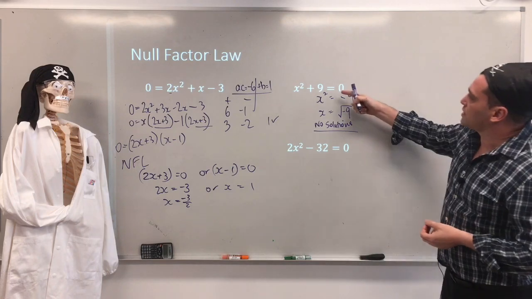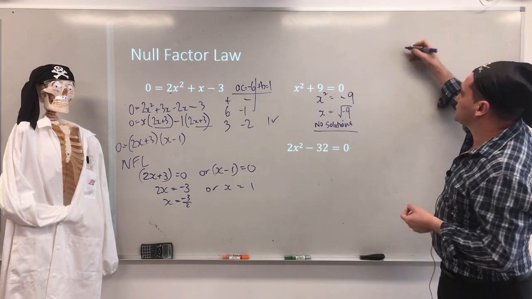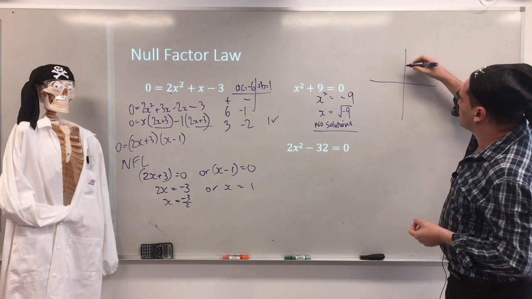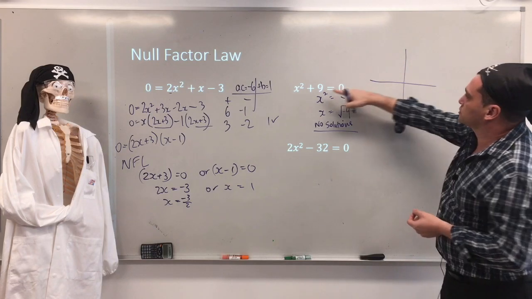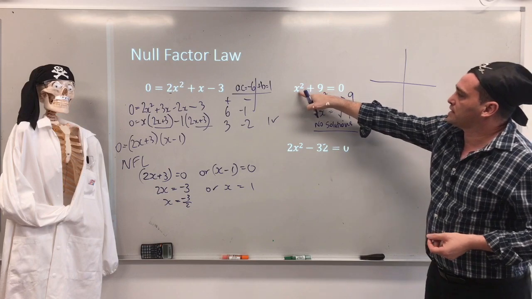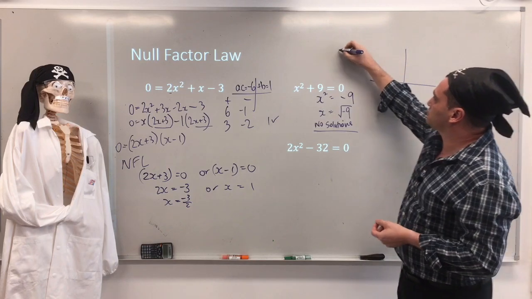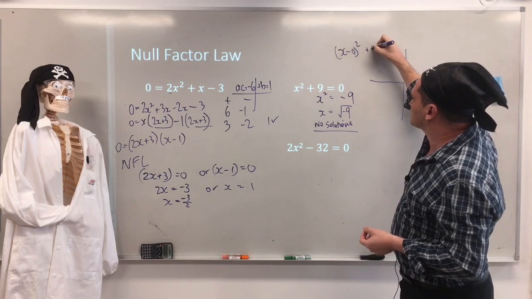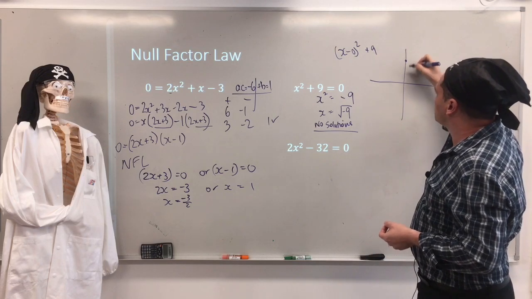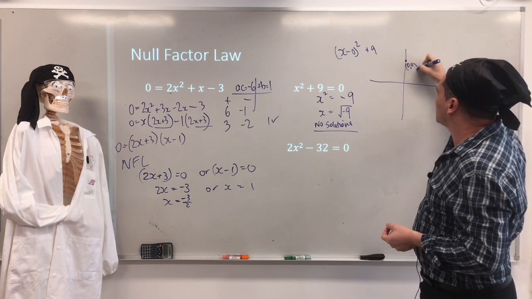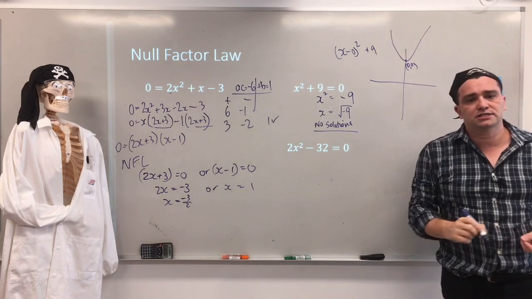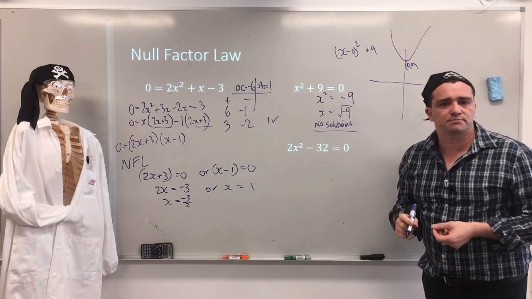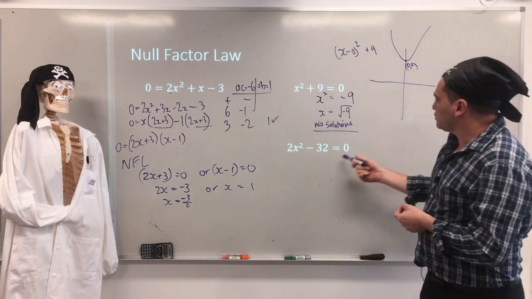If we were to graph this equation, remember it's x squared plus 9. So in our turning point form, this would be x minus 0 squared plus 9. So our turning point is here at 0, 9, and it's just going up vertically because our a value is positive.